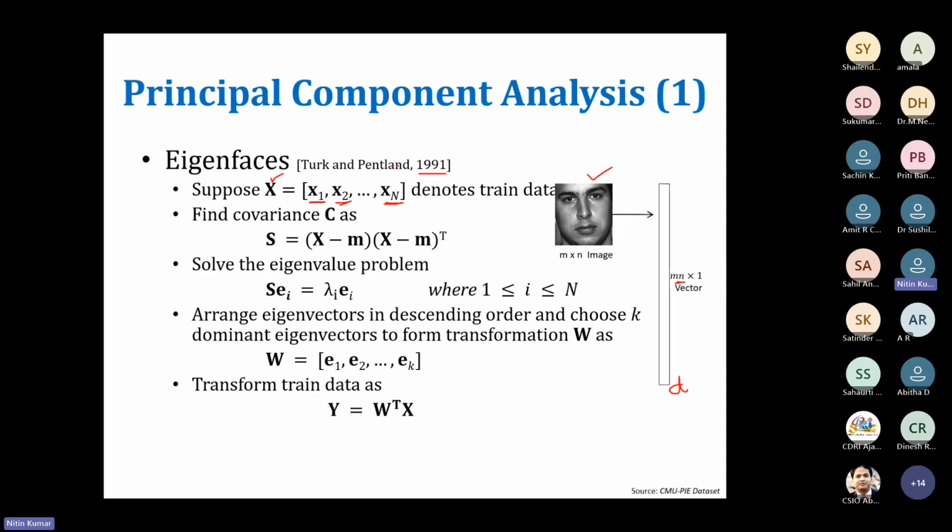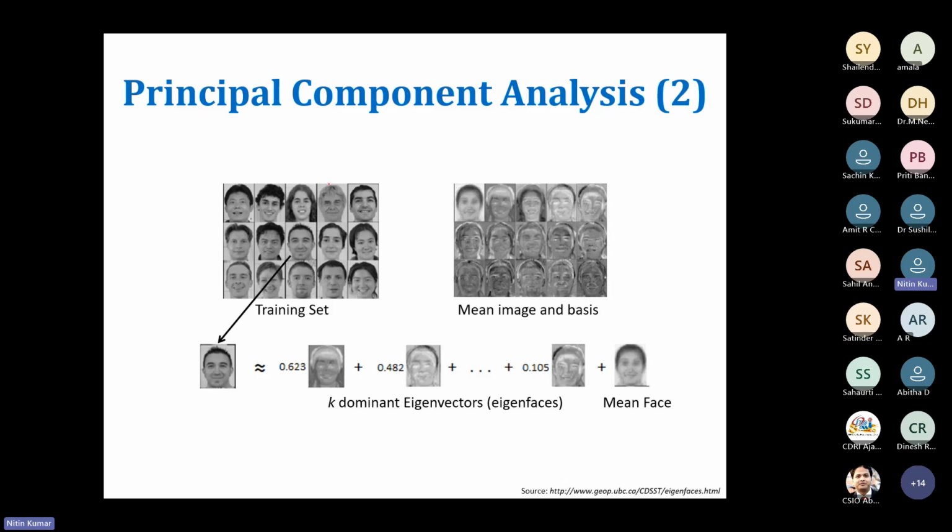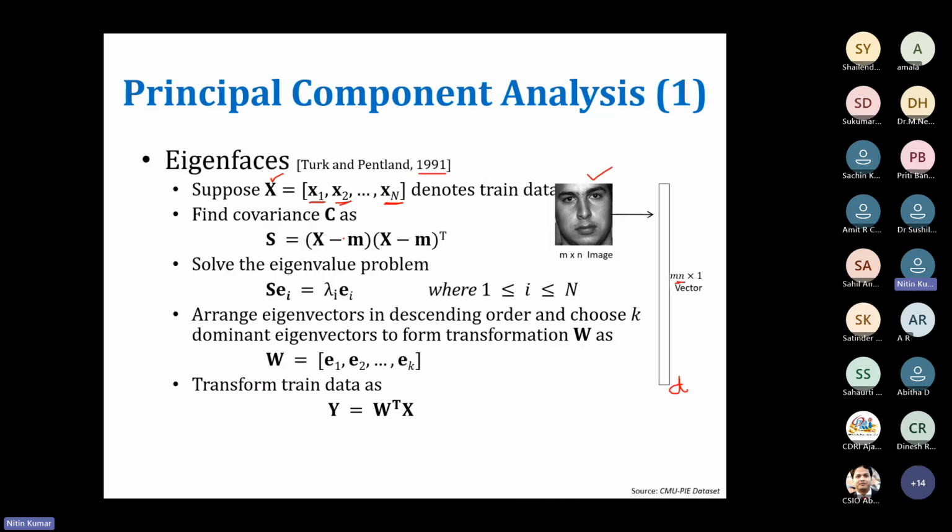Now we will find the covariance matrix. We determine the mean vector, the mean of all these samples. As an example, suppose this is the training set I have, and these are the samples. From these samples I can find the mean sample, and it will look like this. So I place my data on the origin, and then I compute the covariance matrix, which should be S here. It should be S, not C.